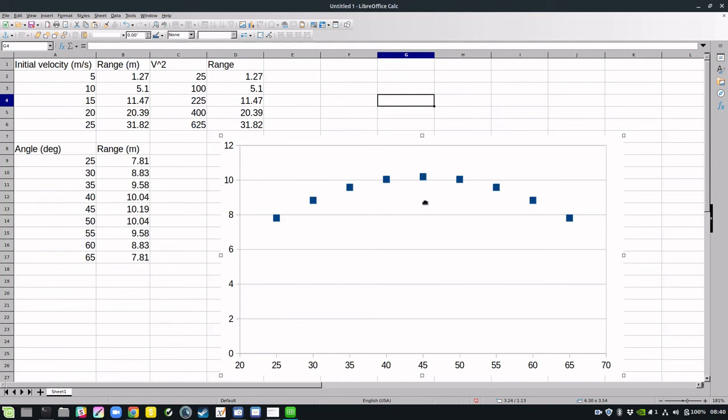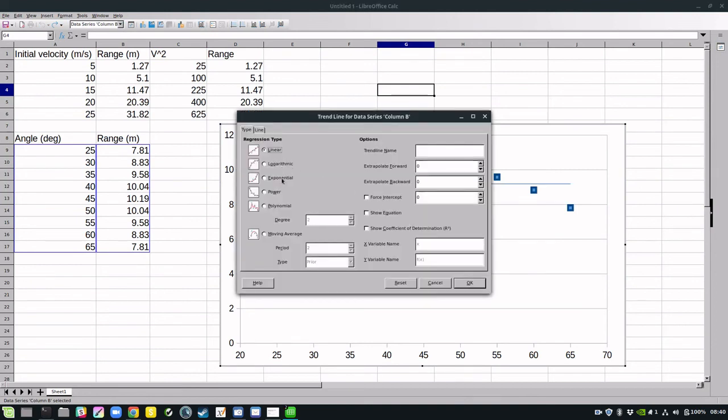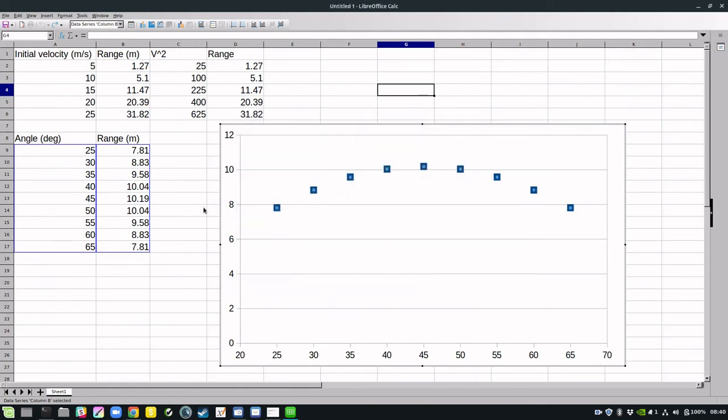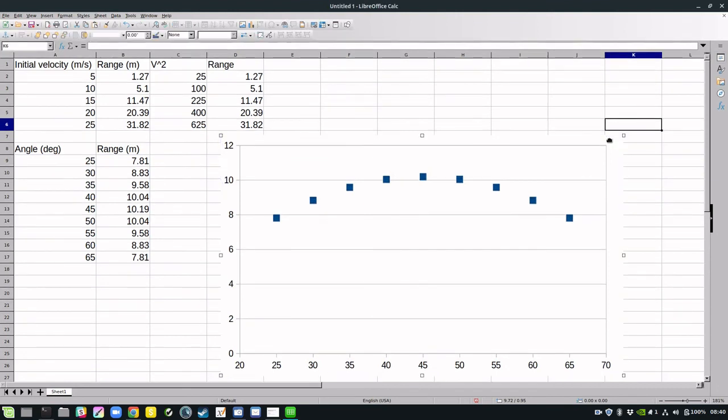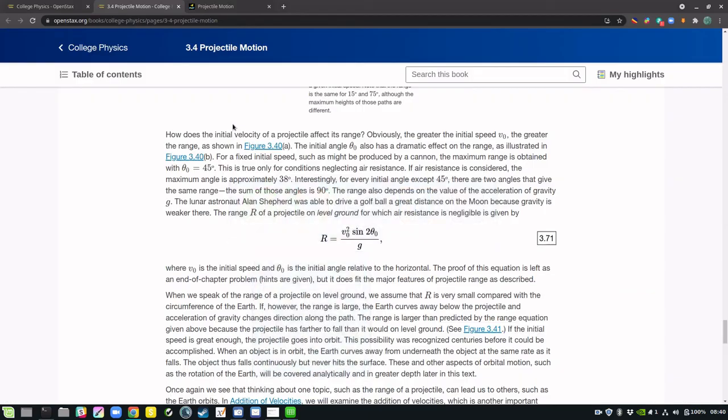But if we try to show or prove that by fitting a trend line, insert trend line: linear, log, exponential, power, polynomial, moving average. We don't really have a sine. We can't choose sine of anything here. Our choices are kind of limited when it comes to the fitting functions. So what if instead of plotting that, we linearize the data? After all, the expectation is that r is directly proportional to sine 2 theta.